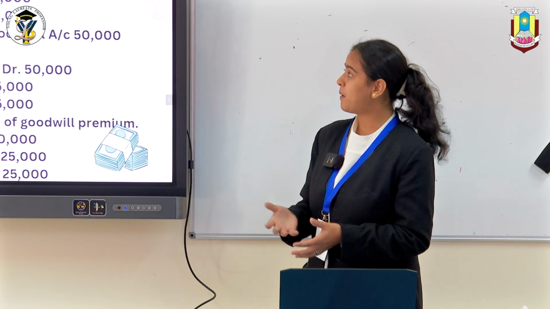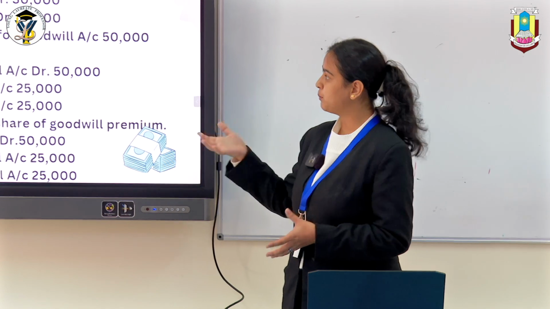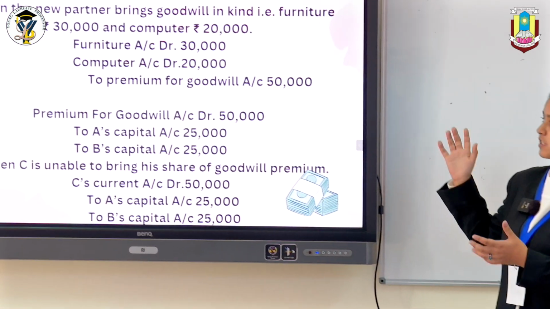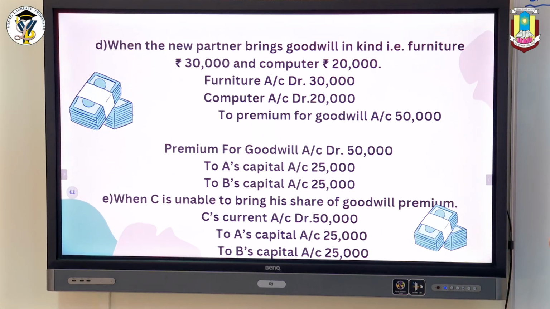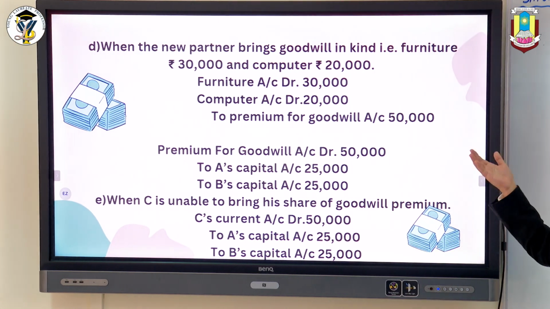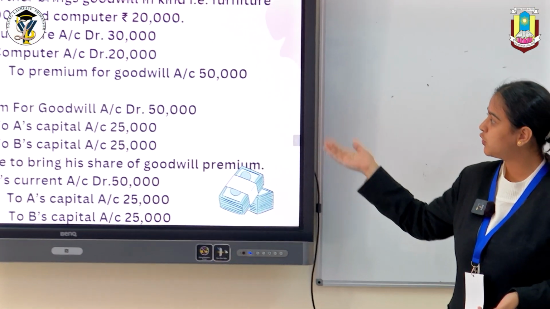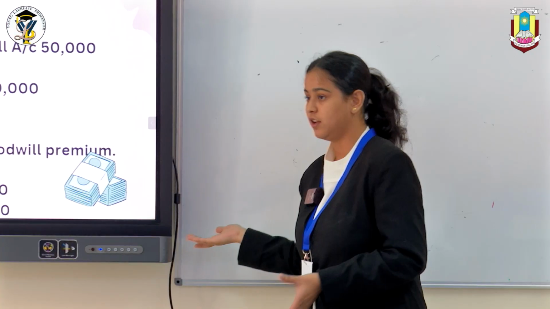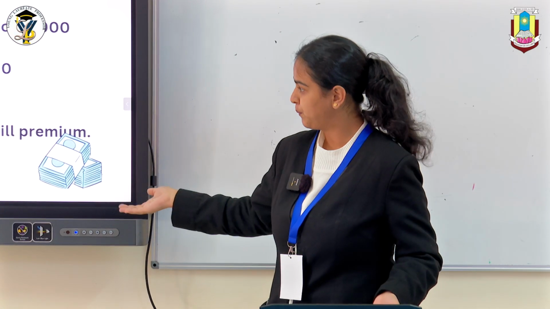Then, when the new partner brings goodwill in kind, that is furniture rupees 30,000 and computer rupees 20,000. Now here you see the incoming partner has not brought any cash but rather some assets. So in that case, furniture account debit 30,000, computer account debit 20,000 to premium for goodwill account 50,000. Now this will be given to the sacrificing partners in their sacrificing ratio.